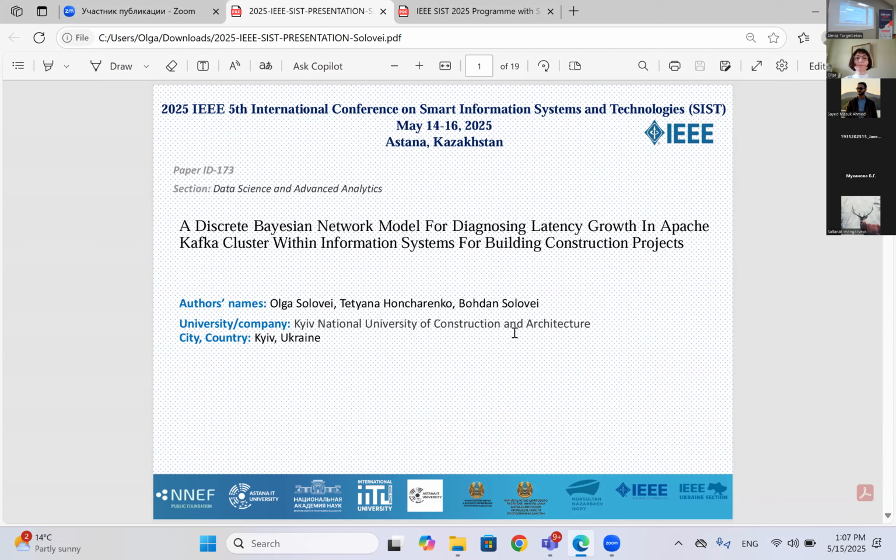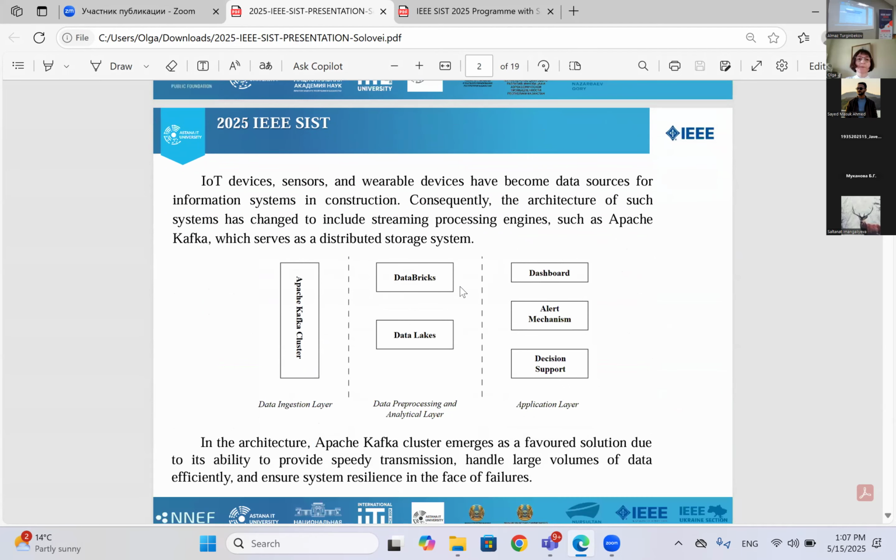Thank you. Let me introduce the work: a discrete Bayesian network model for diagnosing latency growth in an Apache Kafka cluster within an information system for building and construction architecture.